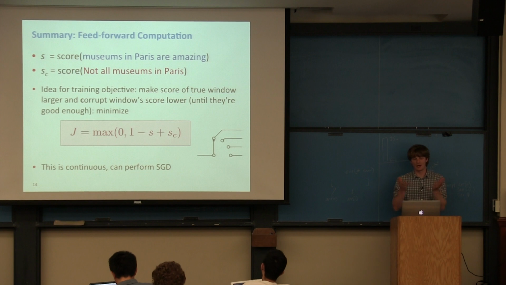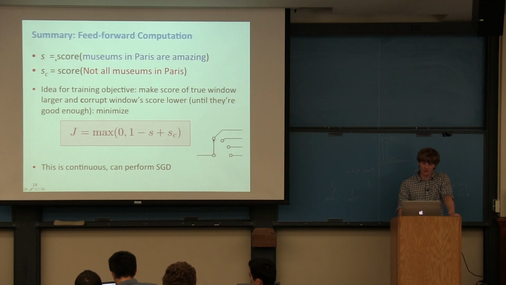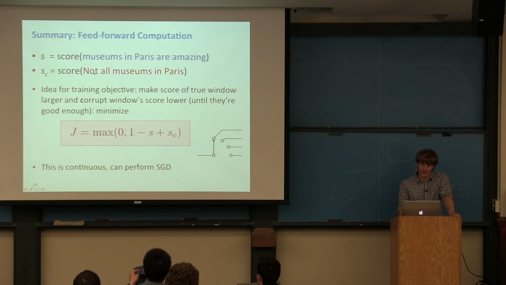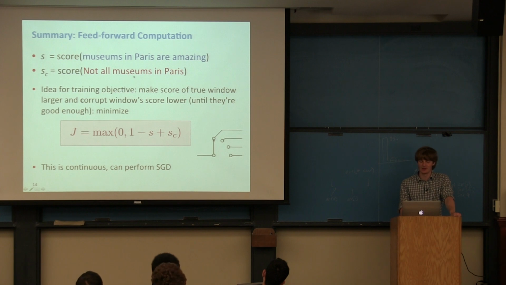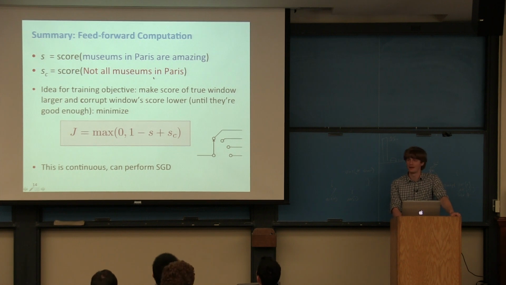Okay, so let's summarize the feed-forward computation of the scoring function and define an accompanying objective function. We have a score for every window with the center word being a location, and we want that score to be high. And then we have a corrupted, or incorrect, window where the center word is not a named entity that is a location. So, not all museums in Paris. This center word right here is not a named entity, and so we want that score to be low. And again, we could go through our training corpus.